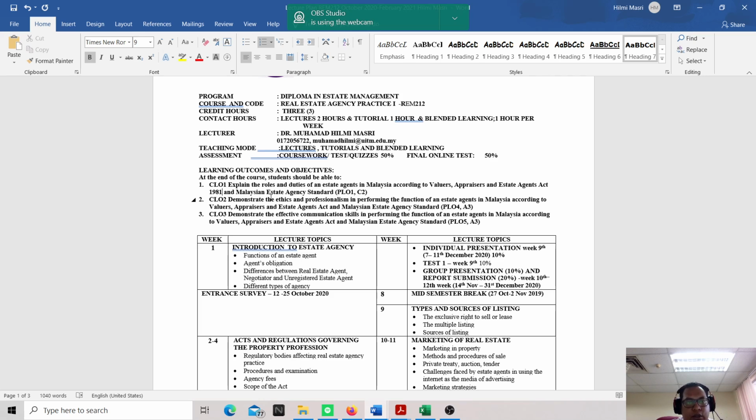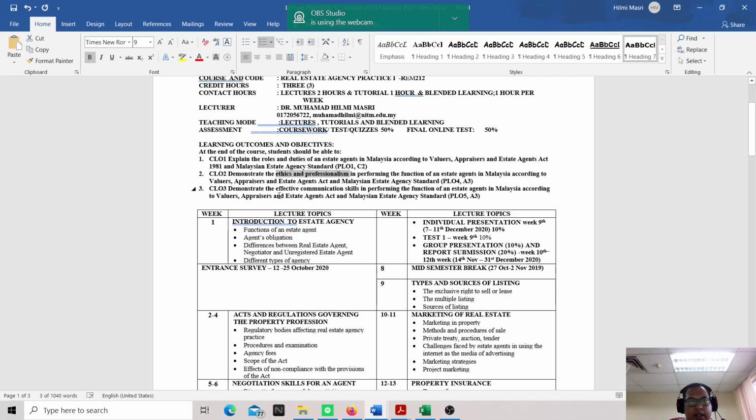Okay, so the second learning objective is for you to be able to demonstrate ethics and professionalism in performing the function of an estate agent in Malaysia according to the Valuers, Appraisers and Estate Agents Act and the Malaysian Estate Agency Standard. So this document is being referred to time and time again.